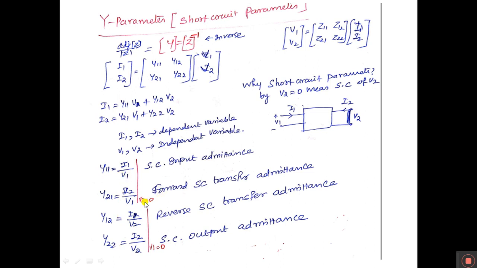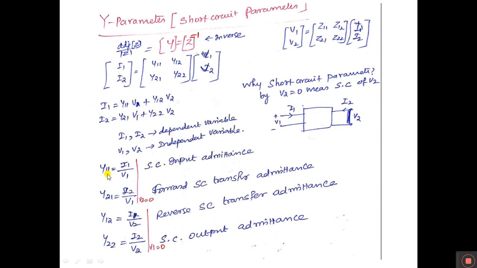If you make V2 equal to 0, short circuiting, V2 equal to 0, you will get Y11, Y21. Put 0 here. Now Y11 becomes I1 by V1. And if you make V2 equal to 0, Y21 equal to I2 by V1. Similarly, if you make V1 equal to 0, now Y12 is I1 by V2. If we make V1 equal to 0, Y22 equal to I2 by V2.